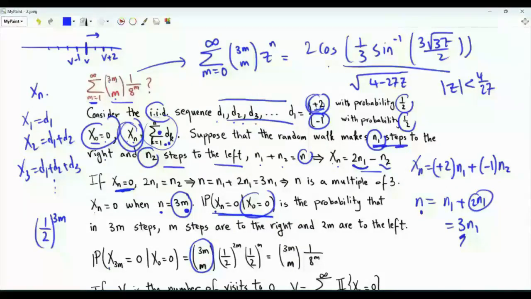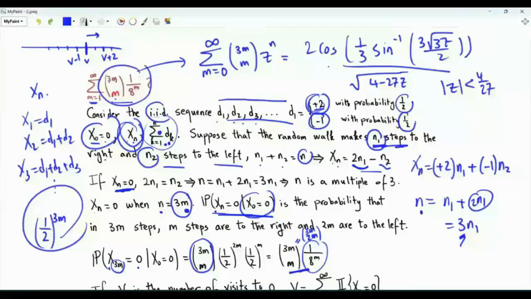The probability that x of 3m is equal to 0, which means that the random walk is back at 0 after 3m steps, is 3m choose m, which is equal to 3m choose 2m, multiplied by 1/8 to the power m. This is the summand that we have. What does it mean that we sum those terms over positive integer m?